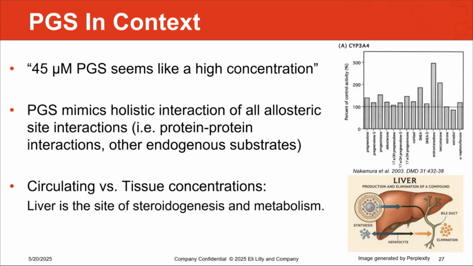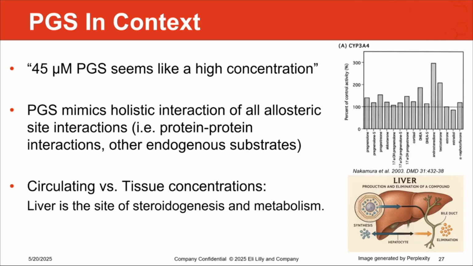In vivo, we have protein-protein interactions that can bind to that allosteric site, as well as other endogenous substrates. In the figure on the right from Nakamura, we see that a variety of steroids can also interact with CYP3A4, altering the turnover of different substrates. And so it's likely that there are many other things interacting with that allosteric site for CYP3A4 in vivo. And what we're trying to do is, in an artificial in vitro system, mimic that by having progesterone, which we know binds to that allosteric site, in the assay.